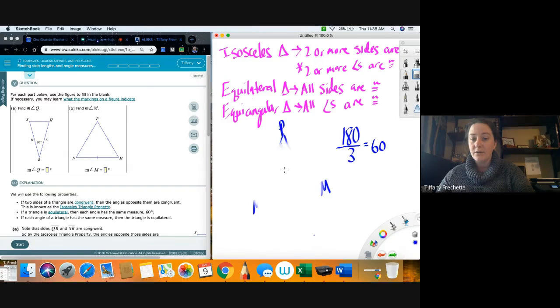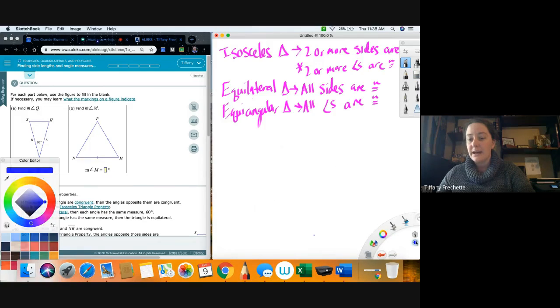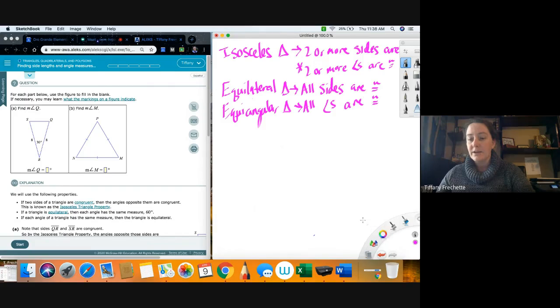Oops, I did not want to erase my notes there. I'm going to go a little slower. There we go. Okay. So I'm going to go here, and then I'm going to add, let's go back to pink here.